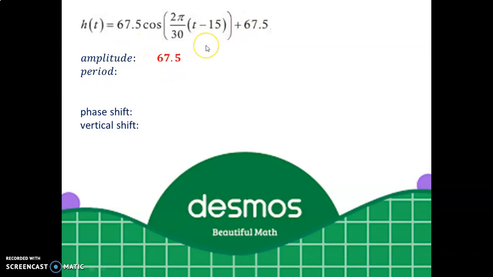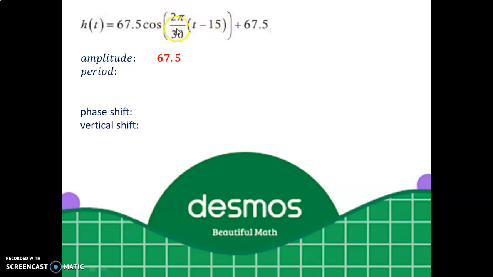The period is how long it takes to do one full cycle of the wave. A normal cosine graph has a period of 2 pi. The way we can figure out the period is looking at this number here, which is inside here in front of that.